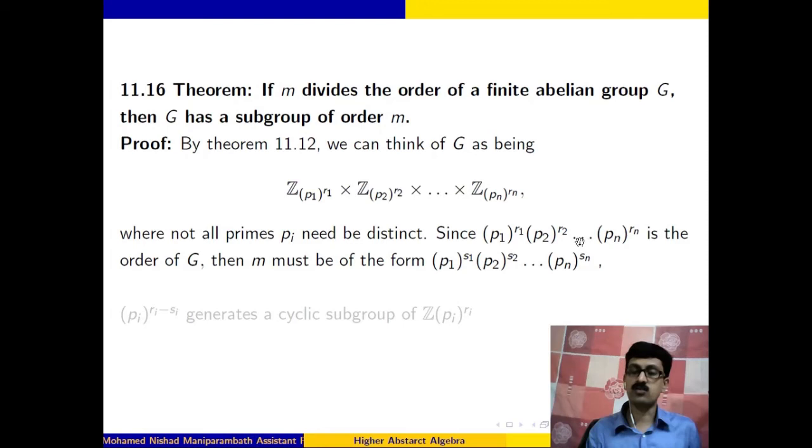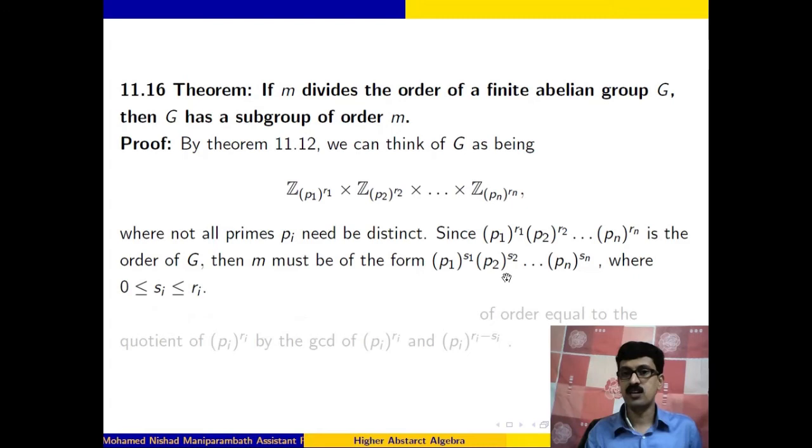That is why we can say that the factor of p1 raised to r1 is p1 raised to s1, where s1 should be less than or equal to r1; p2 raised to s2, etc.; and the factor of pn raised to rn is pn raised to sn. So, m should be of the form p1 raised to s1, p2 raised to s2, etc., pn raised to sn, where 0 is less than or equal to si, which is less than or equal to ri.